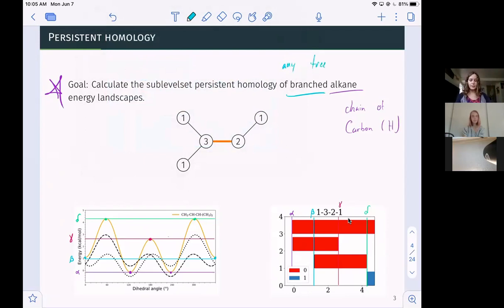So for any tree of carbons, we want to figure out the sublevel set persistent homology of that energy function that we looked at on the last slide. Okay, so here's a different molecule. Now my bond is going to be orange.